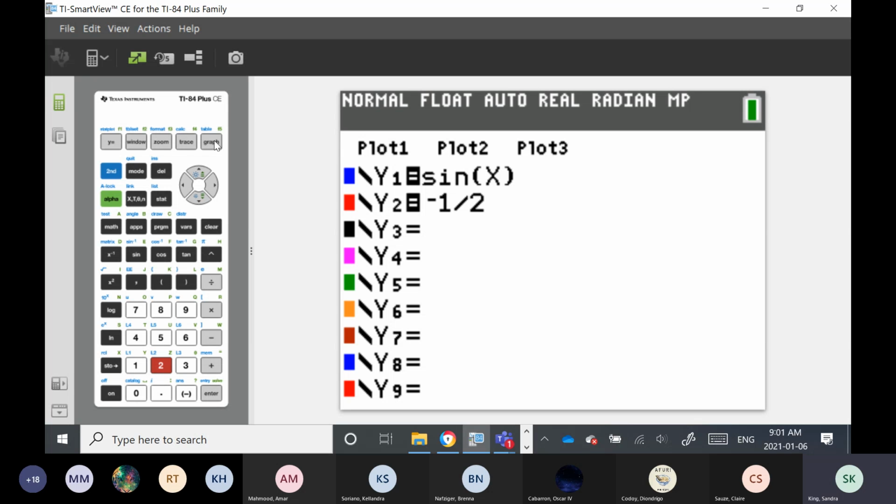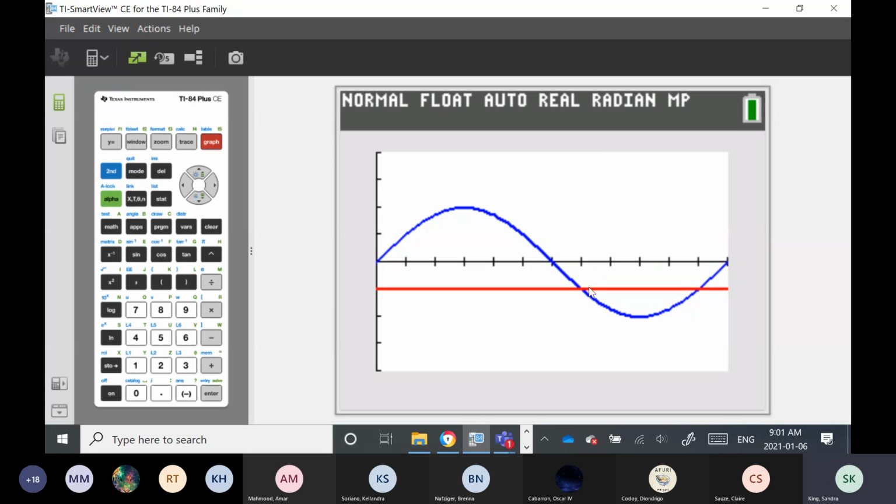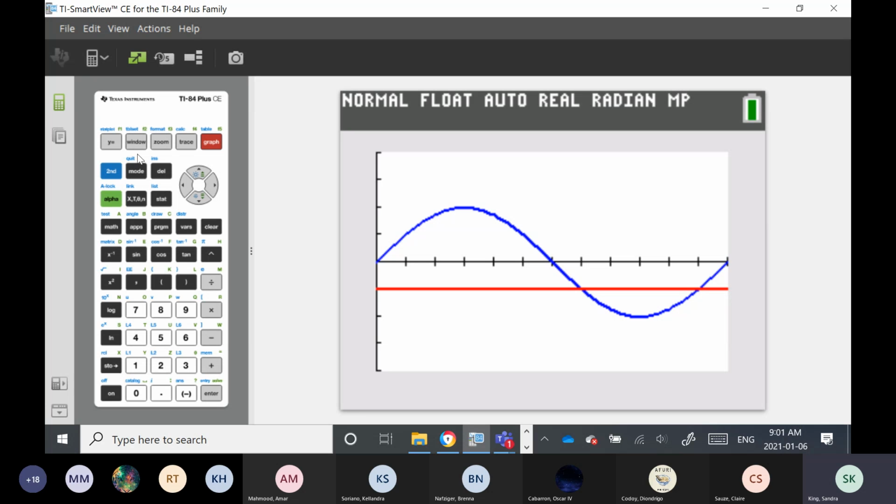We're not going to change our window. I'm just going to go to graph. If you do the intersect method, your solution is where the two systems intersect each other. So let's verify one of the solutions, because we know the answer: this should be 7 pi over 6 and this should be 11 pi over 6.